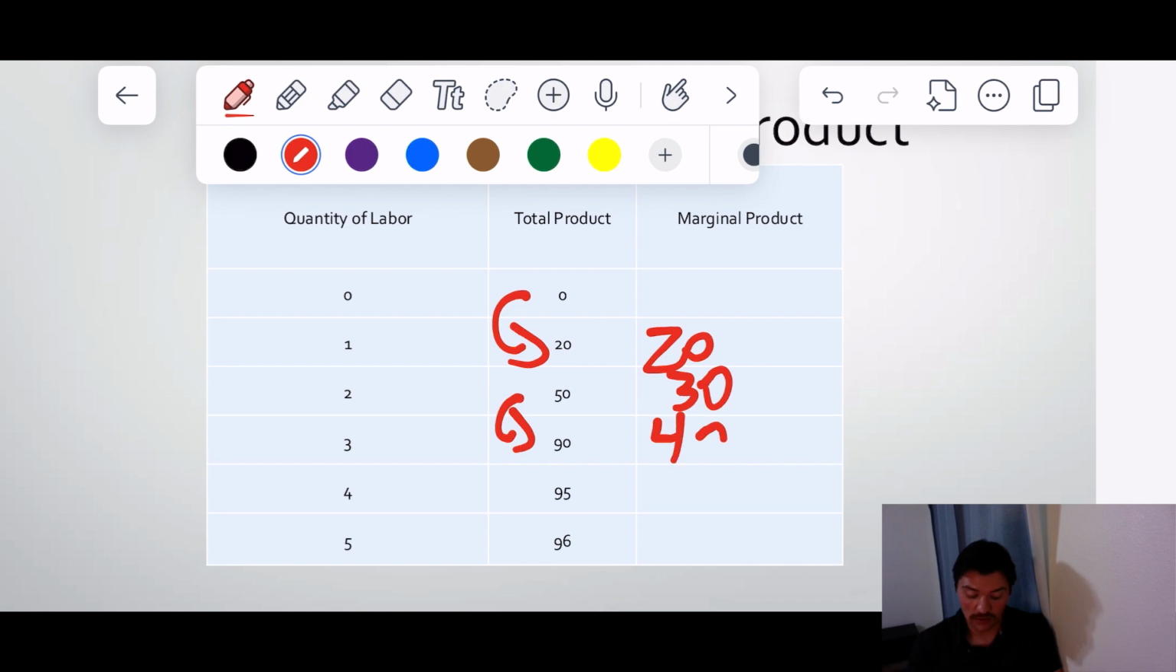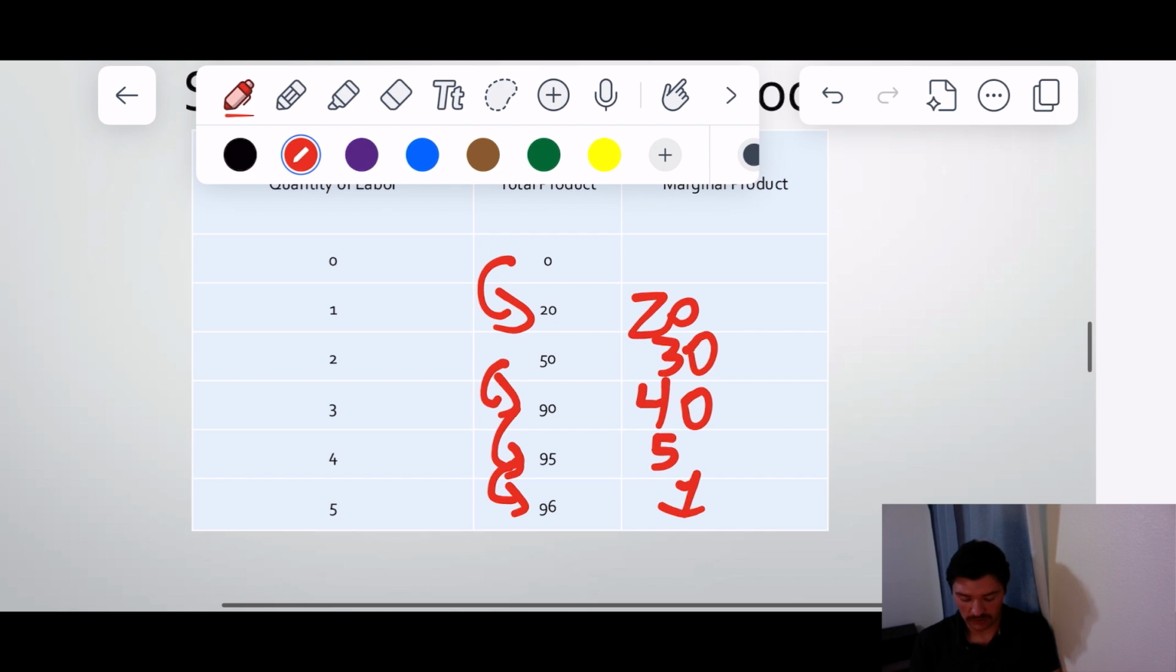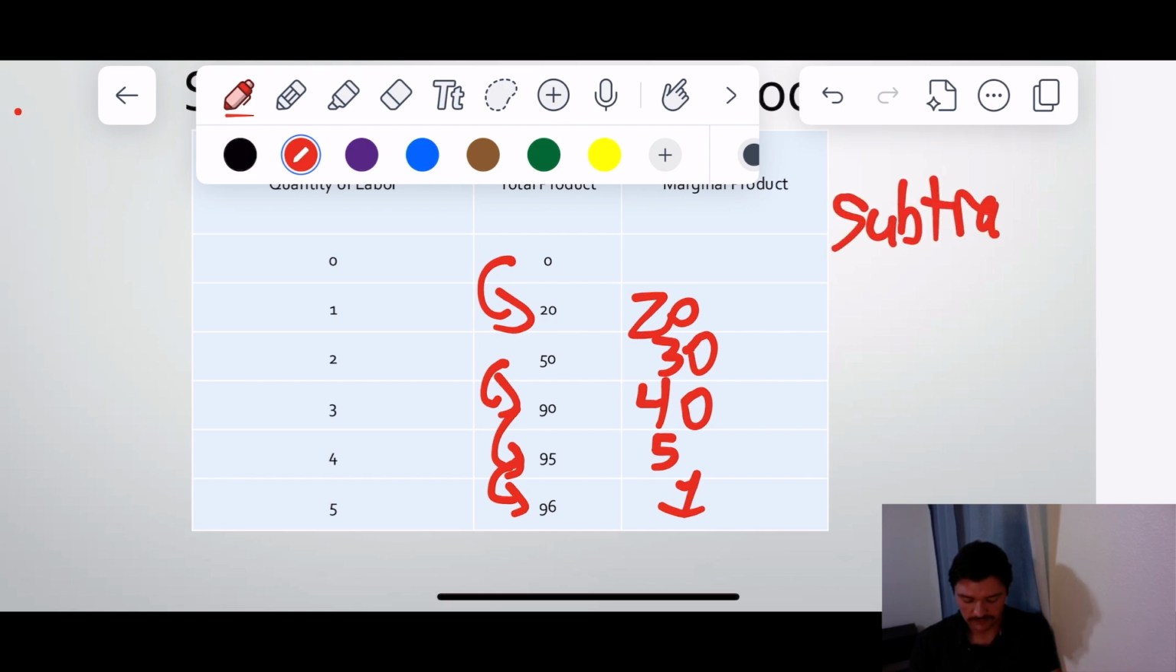That's an extra 40. Then you go 90 to 95. That's an extra 5. And then you go 95 to 96. That's an additional 1. All right. So that's how you find marginal product. You're just subtracting the total product. That's all you're doing, just finding the additional.